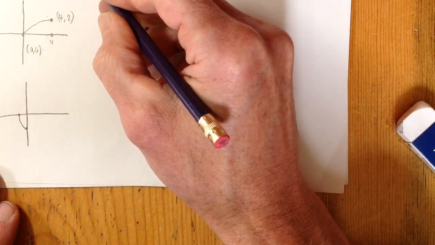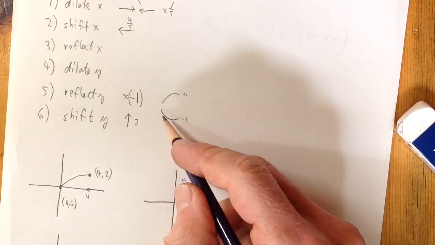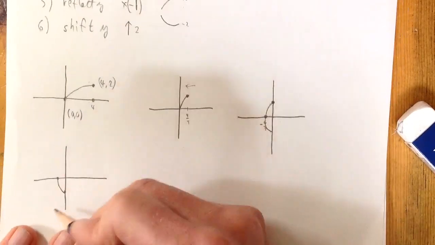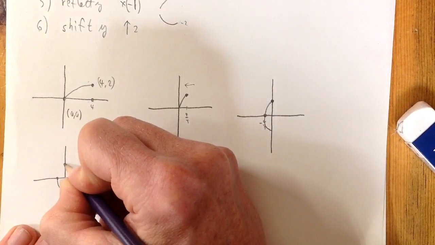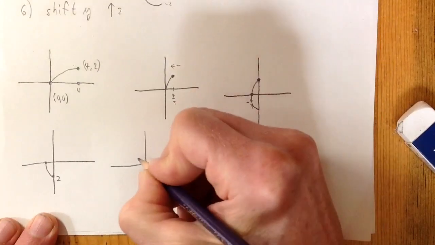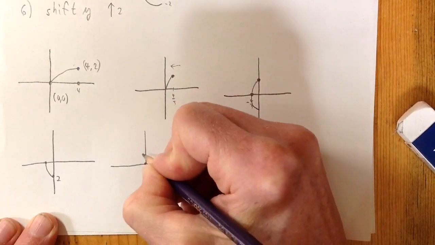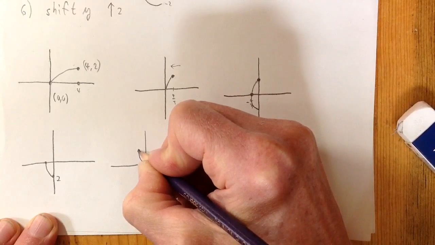And then finally we shift it up 2. Okay, we multiplied by -1, we reflected it over the x-axis and we shifted up 2. So we take this thing, this was at 2 already. So now we just move it up to 2. So our final step is that point is right there. This point is right there, up 2, and it curves this way.